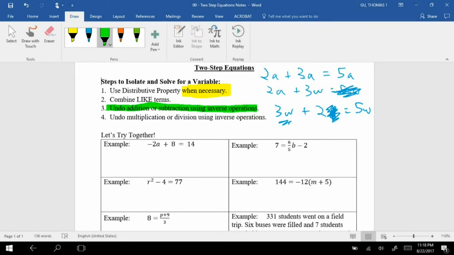You got it. We're also going to undo multiplication or division using inverse operations, using those opposite operations, all right? So let's get into these notes with the let's try together.